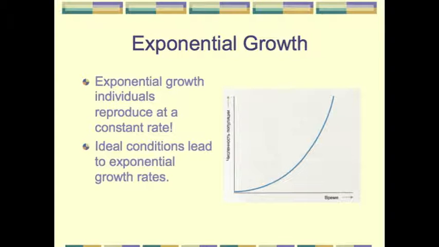This is exponential growth. You will see this on your end of course test. The graph for exponential growth shows that the conditions are ideal and the population is skyrocketing, continuing to grow without any limitation. Ideal conditions.